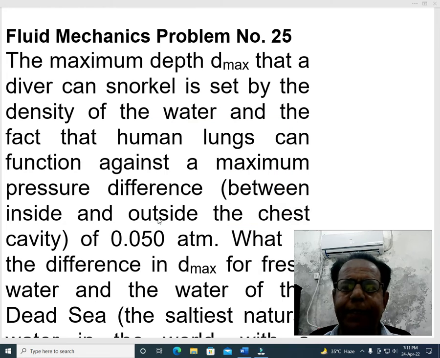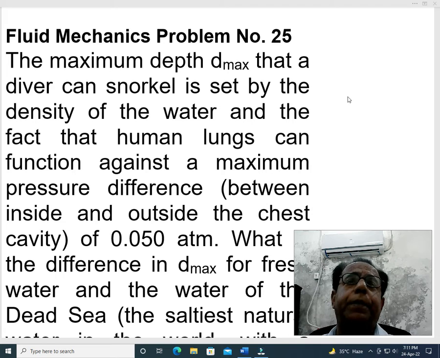This is our next module, problem number 25. Fluid mechanics, problem number 25. As usual, we first come towards the statement.